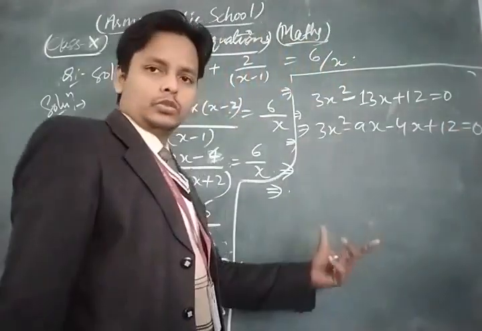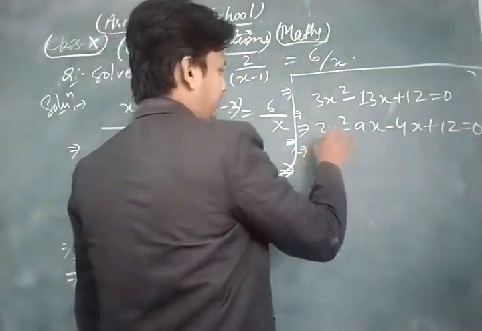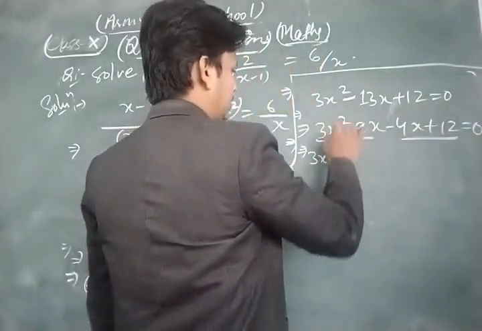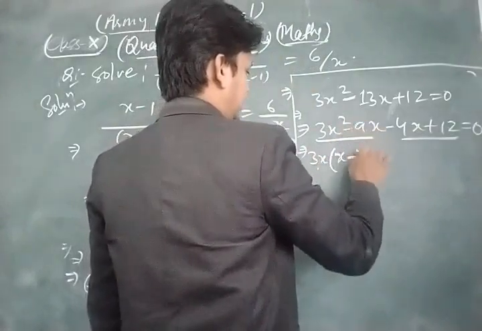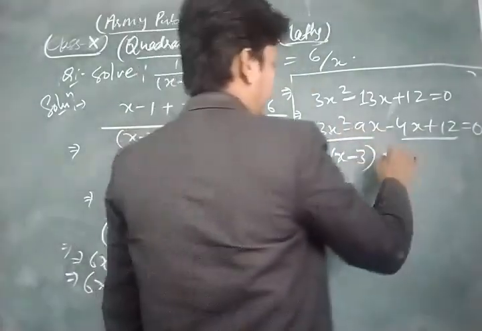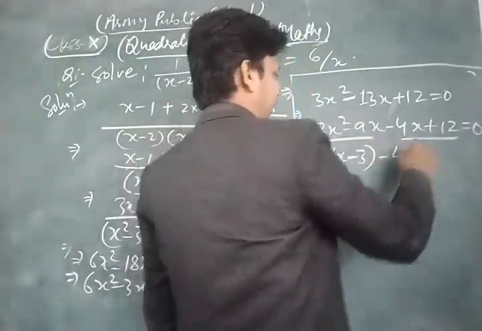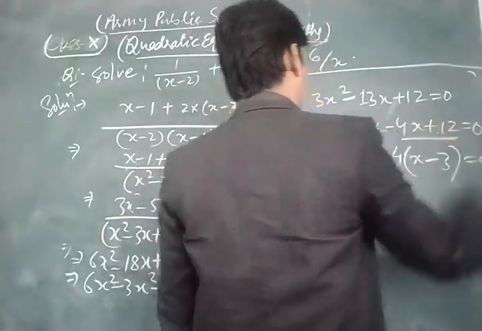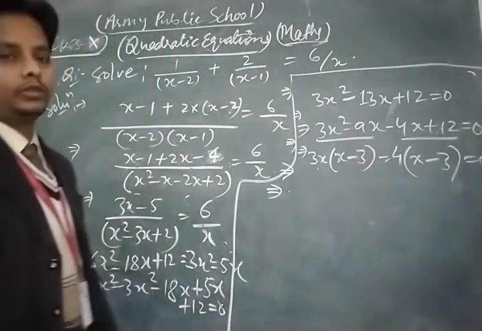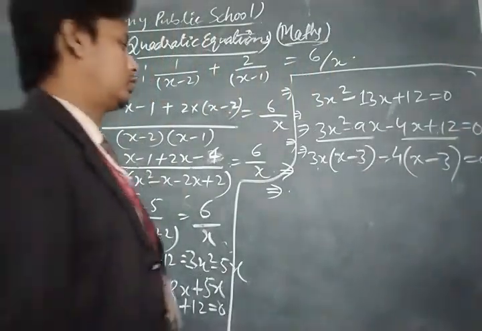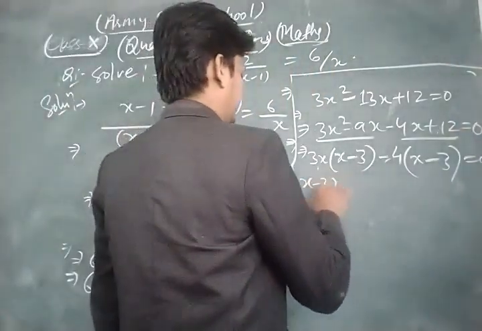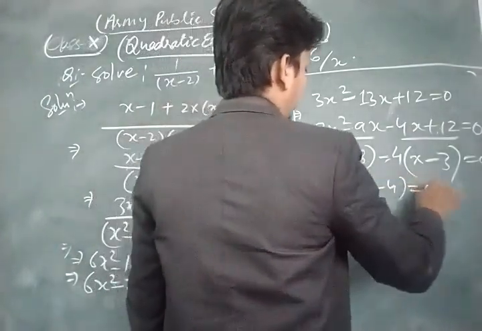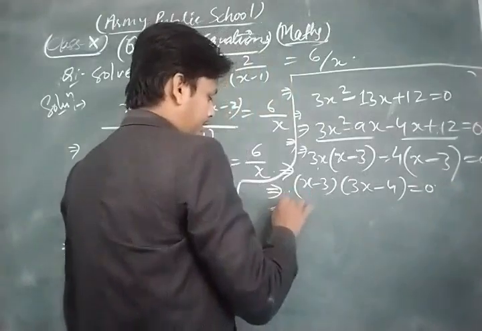Now we group the terms, pair by pair. So we take 3x as common: this is 3x times x minus 3, and from the second pair we take minus 4 common, so that is x minus 3. Now we take x minus 3 whole common, and in the second bracket 3x minus 4 is left.